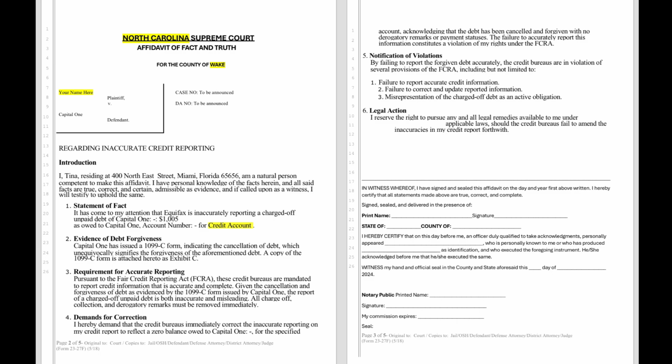So notification of violations, and then we're going to let them know legal actions that we can and will take. Okay, I will file a federal lawsuit against them so fast because why? They canceled and forgave the debt.